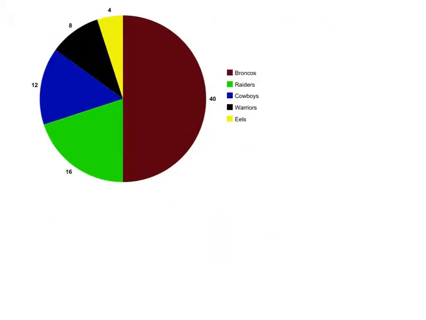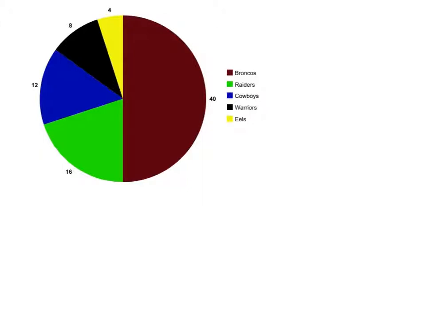It doesn't matter which way up you do it. But here we have half of the sector graph devoted to the Broncos, because half the people said they like the Broncos. We have 1/5 or 16 over 80 devoted to the Raiders, and so on for the other groups. So that's what sector graphs look like. That's how you calculate them.